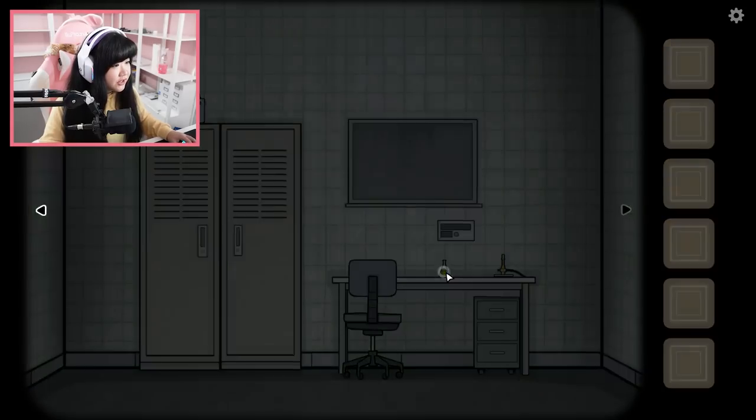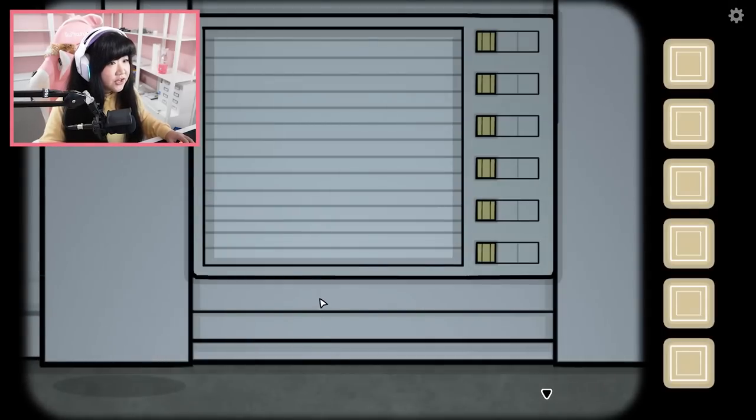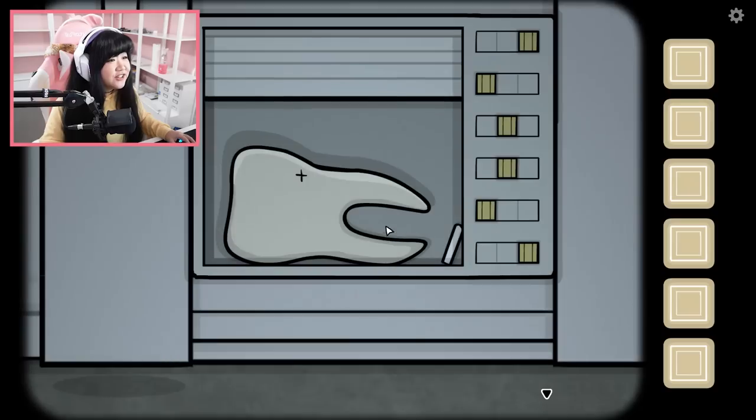Oh, I moved the chair. This thing. Okay, so... you ready? Three. Three. One. One. Two, two. Two, two. One, three. One, three. Ooh, I got a tooth!